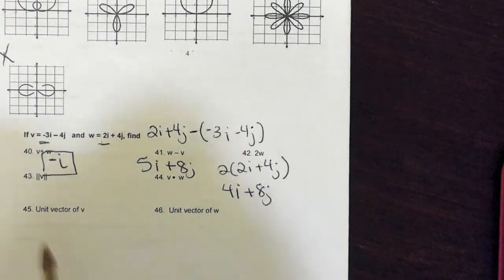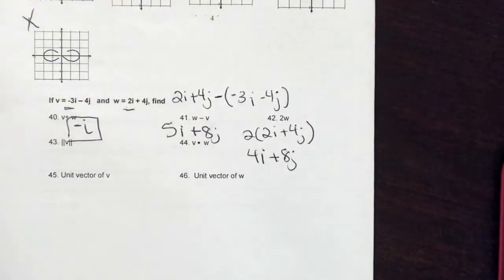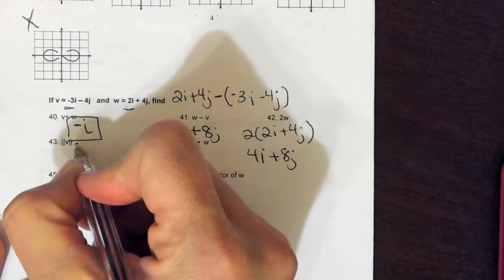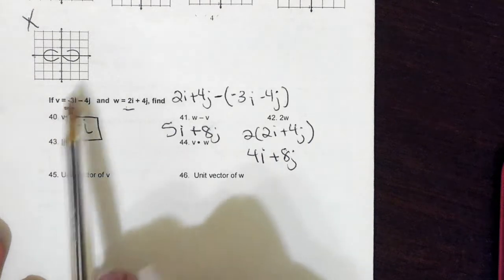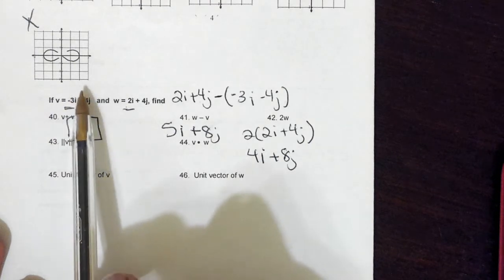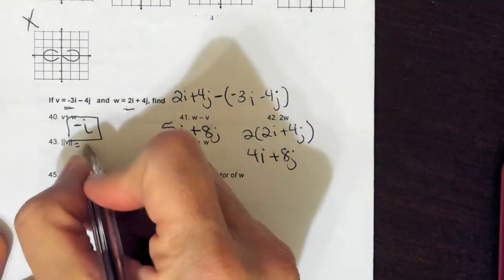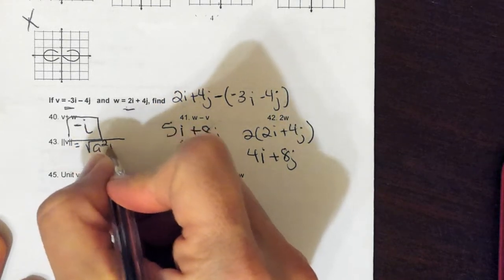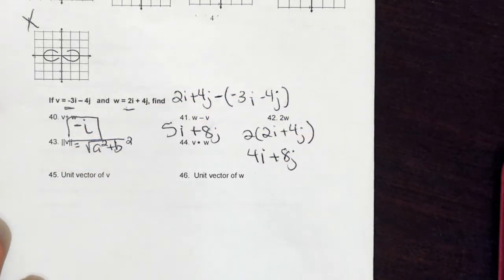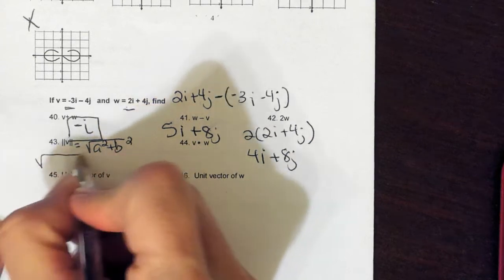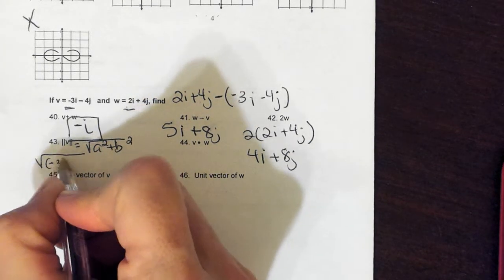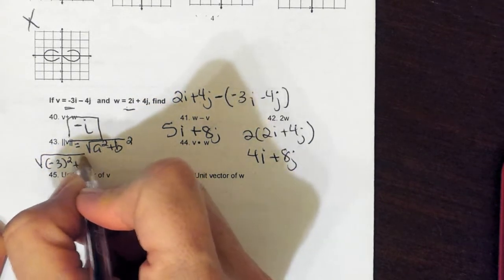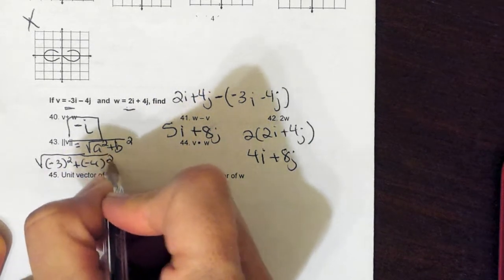Okay, number 43, it asked me to do these little bar things, so we need to go over what that means again. When you see those double bars, it means to find the magnitude. And if your vector is written in the form of ai plus bj, then this is the formula that we're going to use, the square root of a squared plus b squared. So I'm going to have the square root of negative 3 squared plus negative 4 squared.